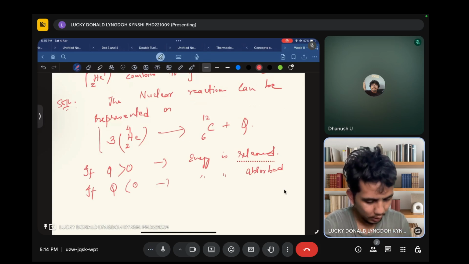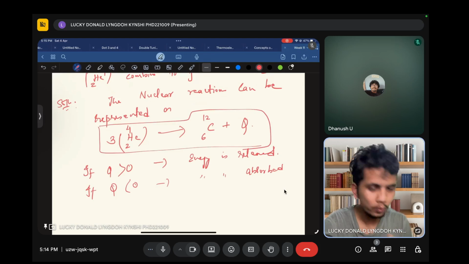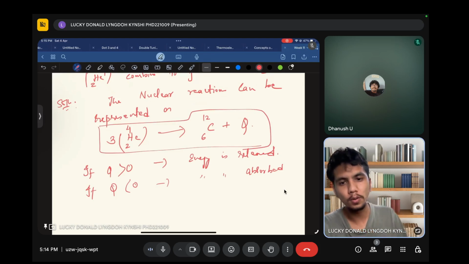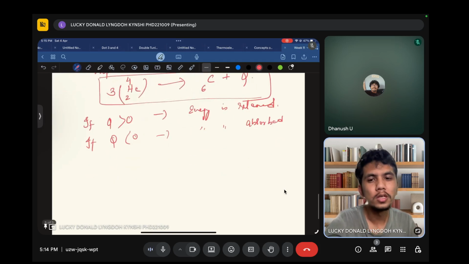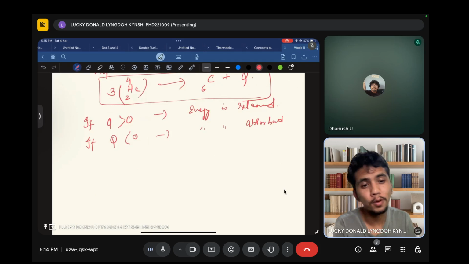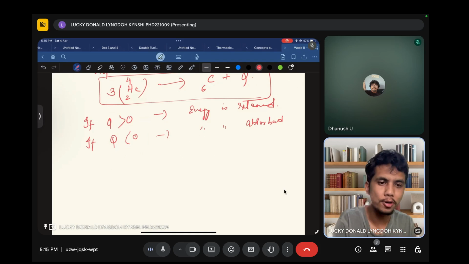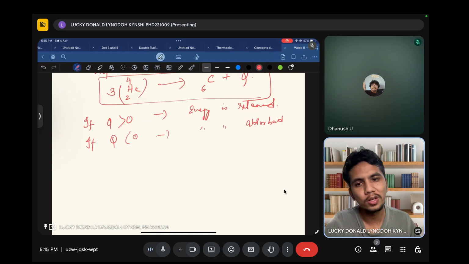Now if we have to find out whether the energy is released or absorbed, we will use the concept of binding energy. We have to find out the mass of the initial reactants and the mass of the products, and then we will see how much the mass defect is, how much the change of the mass is, and finally we will convert that into energy.